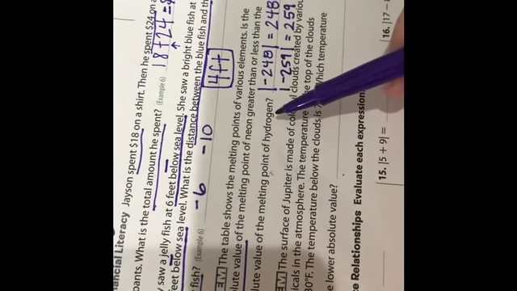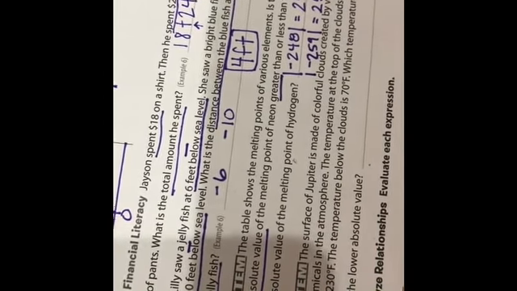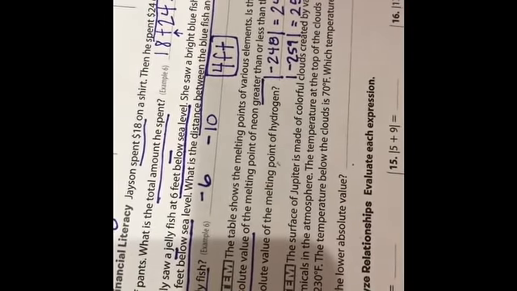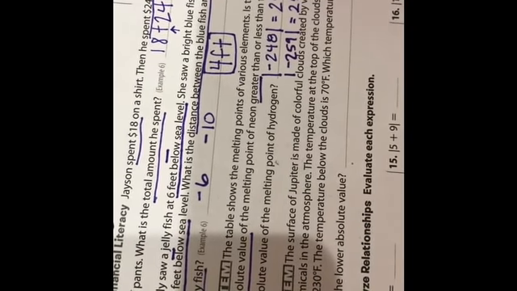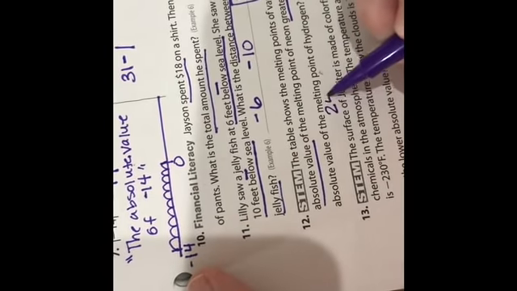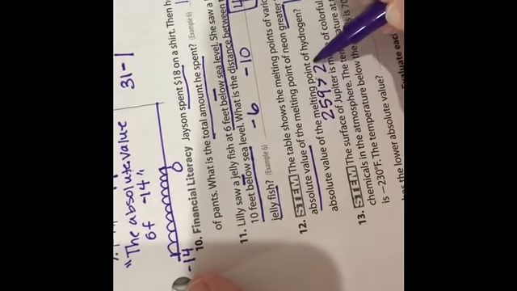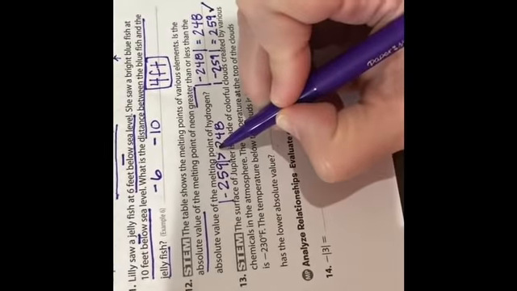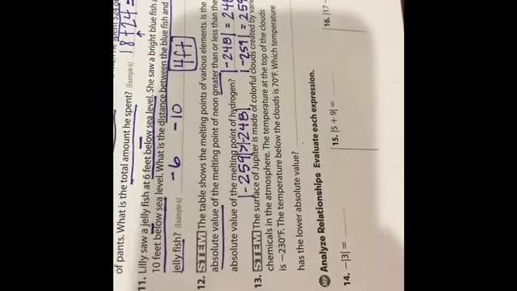Well, which number? It just wants to know, is the neon greater than or less than hydrogen? Well, if this is neon and this is hydrogen, 259 is greater. So I could write that like this. 259 is greater than 248. Or if you wanted to do it mathematically, you would say the absolute value of -259 is greater than the absolute value of -248.